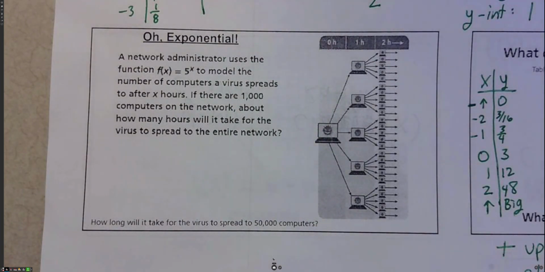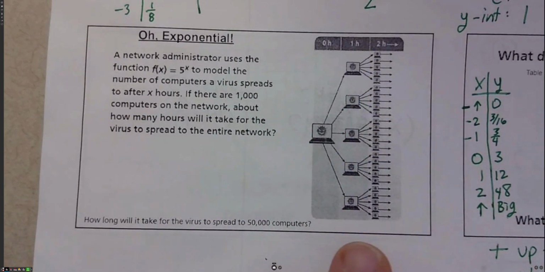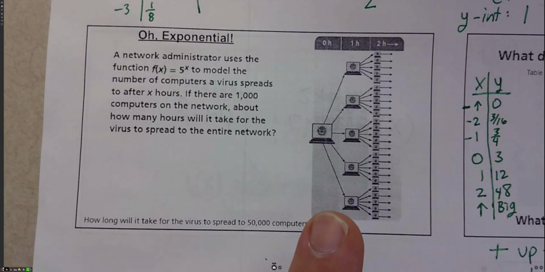So let's talk about this problem. A network administrator uses this function to model how quickly the bug spreads. Also, here's another thing I want to point out. If this wasn't computers, what if these were people? If we're talking about a literal virus like COVID, and we knew how quickly it could spread. And here's the thing about COVID: it didn't kill everyone it affected, but it killed a lot of people that it affected.